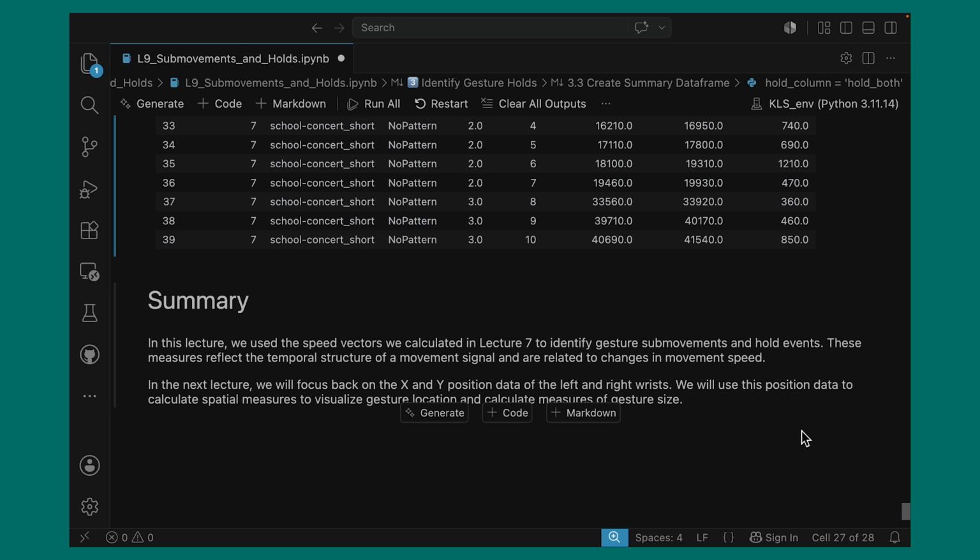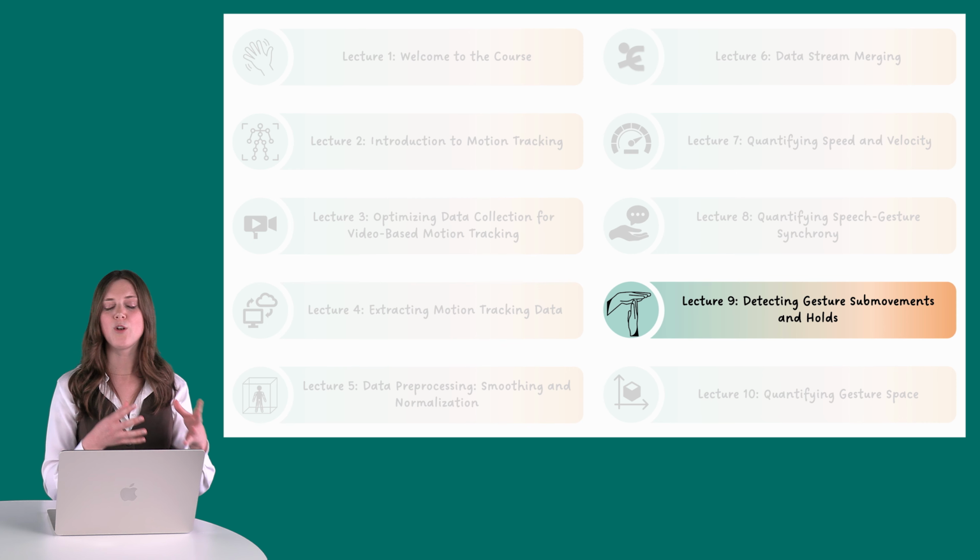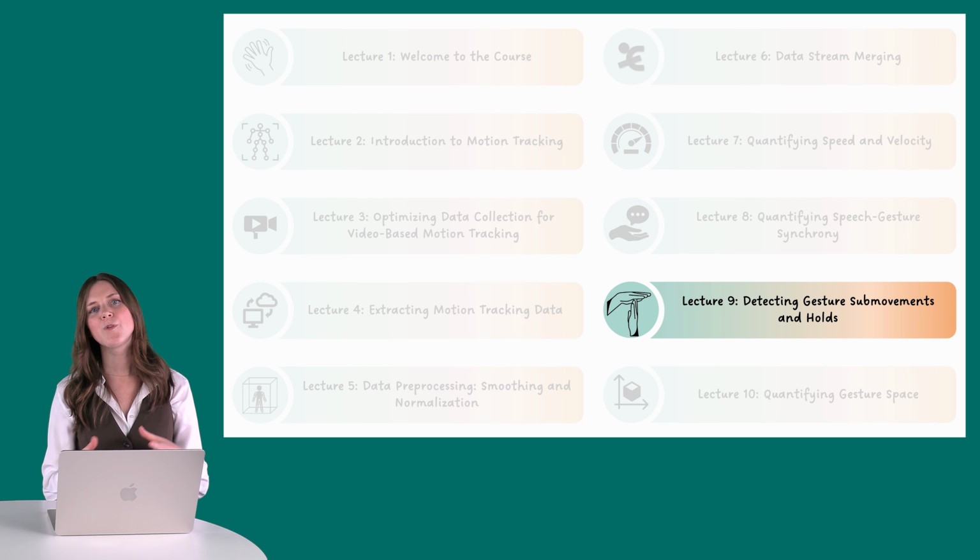That's it for this one. I hope you are feeling more comfortable understanding how changes in the speed signal correspond to features like gesture submovements and holds, and understanding how we can use motion tracking data to detect them semi-automatically. That brings us to the end of Lecture 9. Today, you learned how to detect gesture submovements and holds to quantify the temporal dynamics of a continuous movement signal.